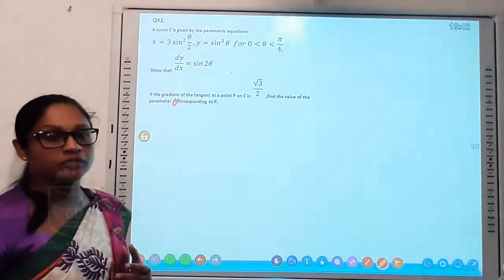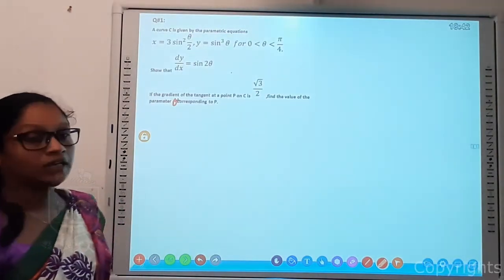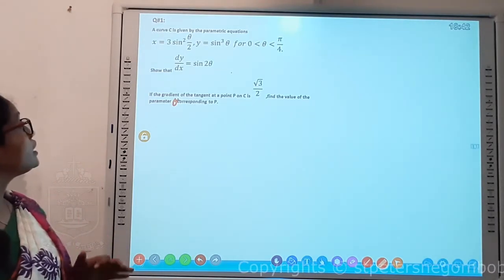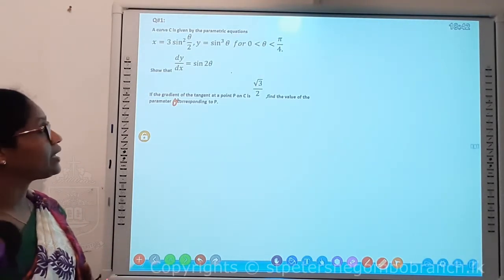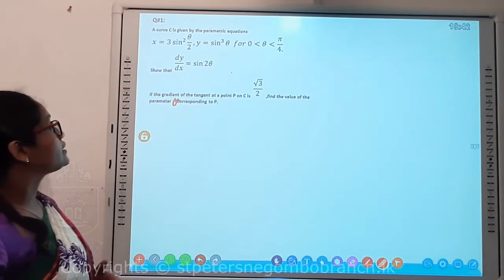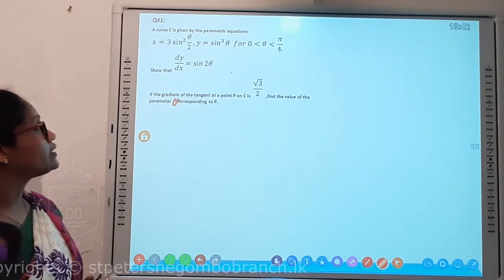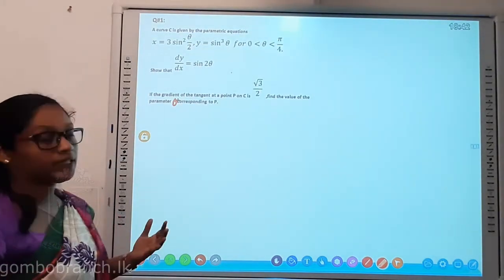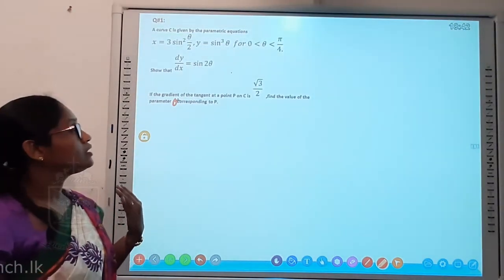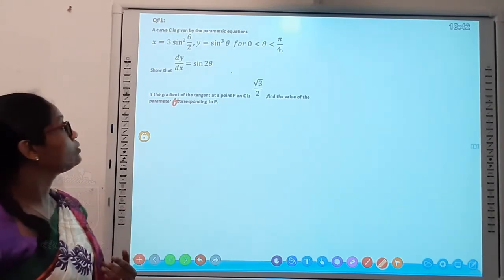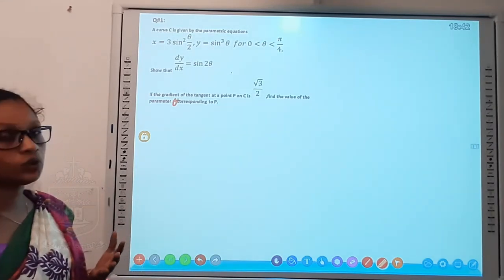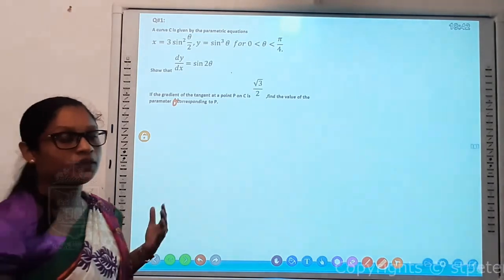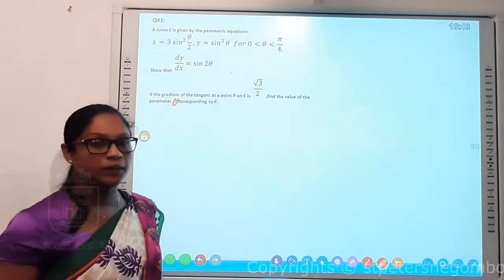So I'm going to do these questions. We'll start with the first one. The first question says a curve C is given by the parametric equations x equals 3 sine squared theta over 2 and y equals sine cubed theta, for theta in the range between 0 and 5 by 4. What we want to show here is that dy over dx is equal to sin 2 theta. So first of all we will prove that and then go to the next part.